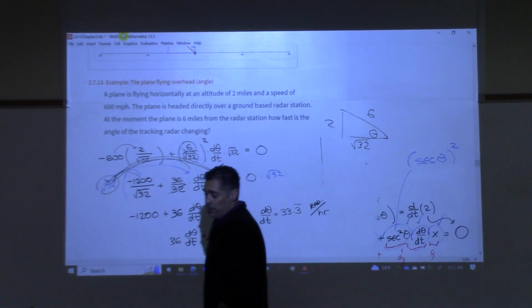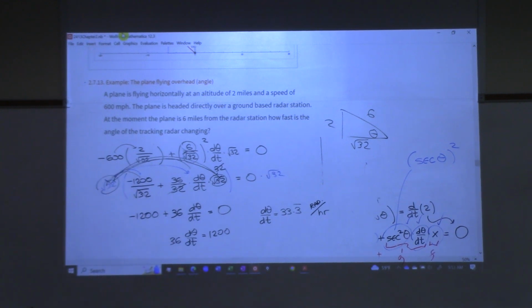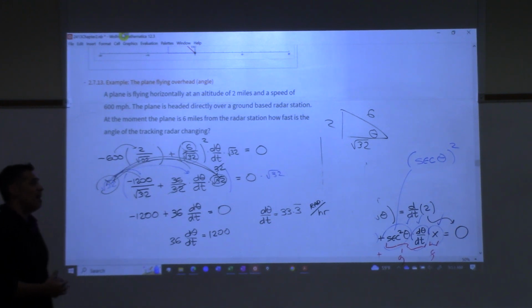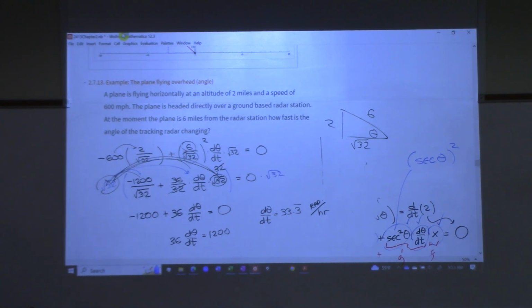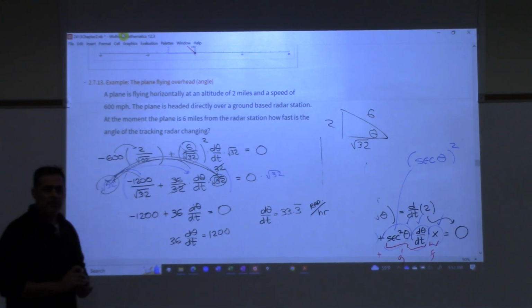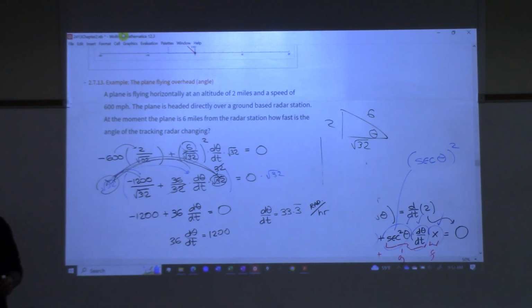So if a plane is flying 600 miles per hour at 2 miles high over a radar station, then when the plane is exactly 6 miles from the radar station, the radar would have to be rotating at 33.3 radians per hour at that exact moment in order to be tracking the plane. An instant later, it's going to be different, right?